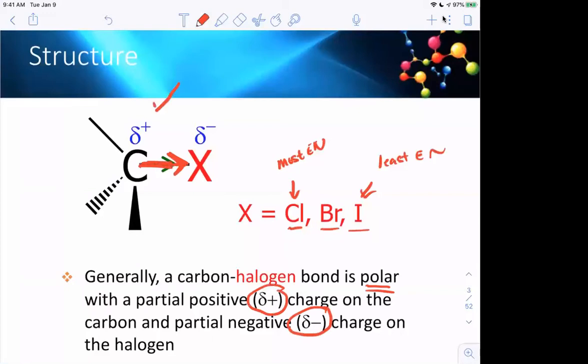Now, we know that when I have a partial positive, this is an electrophilic carbon. And we're going to find out that our halogens are going to be really good leaving groups, which we're going to talk about a lot more. But initially, right, it's all about the fact that this is a polar bond. So I do have my partial positive on the carbon and my partial negative charge on the halogen.